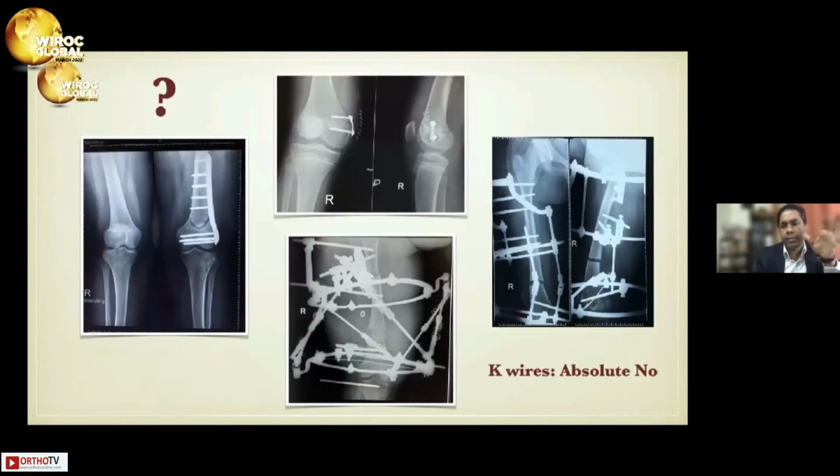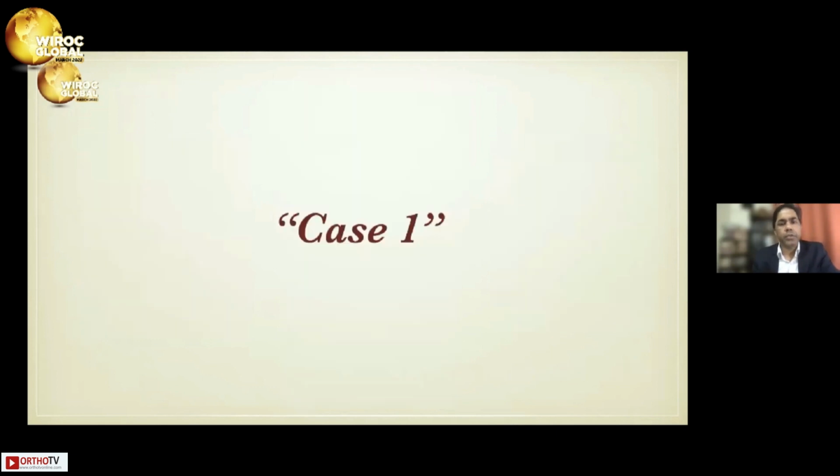We have different options for fixation, either acute correction or gradual correction methods, like using guided growth plates, using 6-axis correction systems, using Ilizarov. I personally prefer K-wires, absolutely not, because they can lead to a lot of problems. So out of these options, what we choose and what we should not depends on the age and the degree of deformity. With the help of cases, I would represent these things.